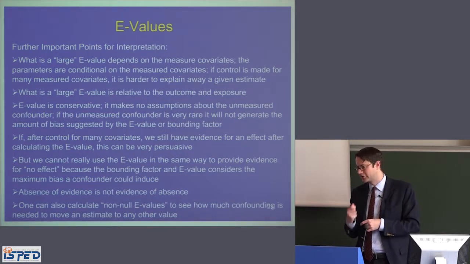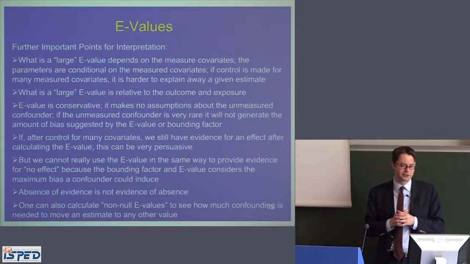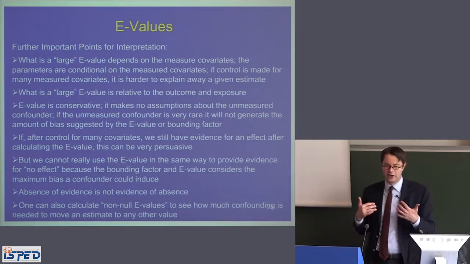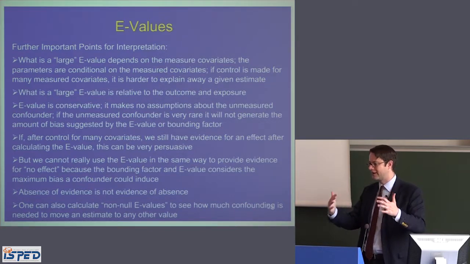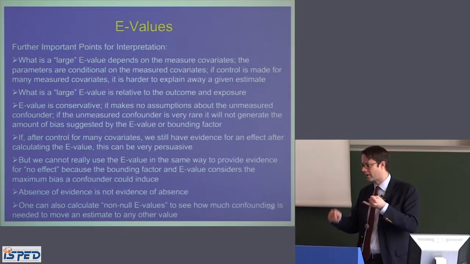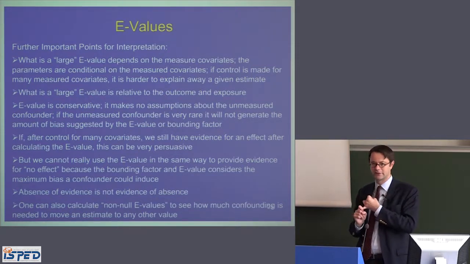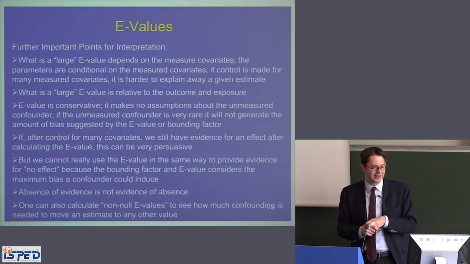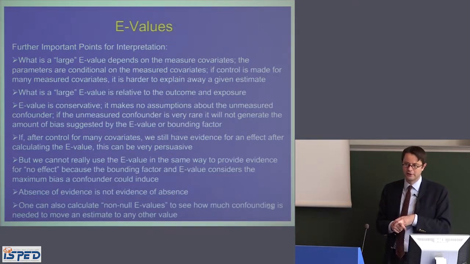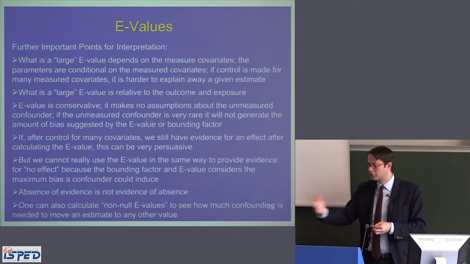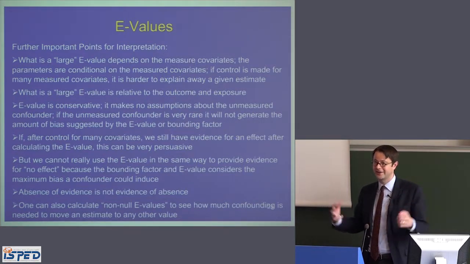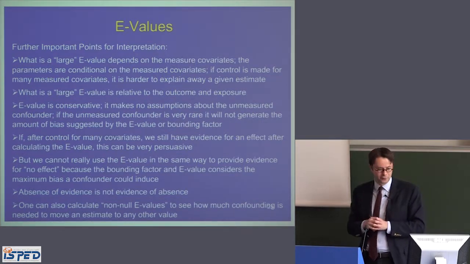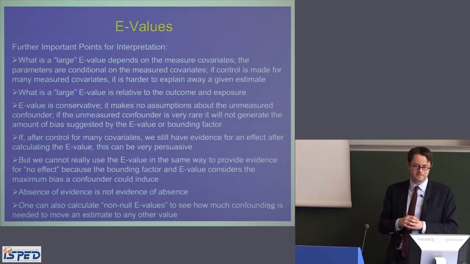A very rare unmeasured confounder generally won't provide that much bias. So again, the e-value is conservative, but arguably, if what we want is the strongest possible evidence for causality, then we want a conservative measure. We want one that's not making assumptions on the nature of the unmeasured confounder or on its prevalence. So that if, after we've controlled for a bunch of measured covariates, we still have a large e-value, that constitutes, I think, very strong evidence for causality.